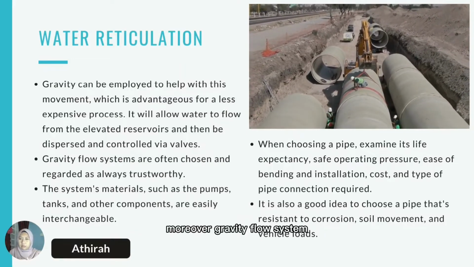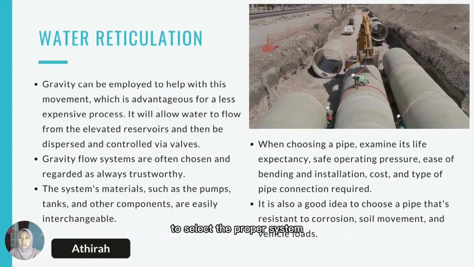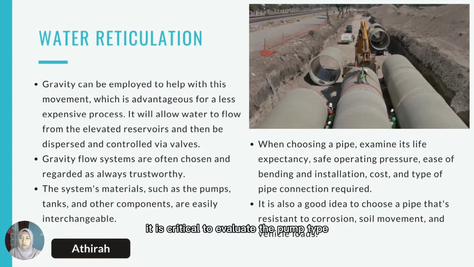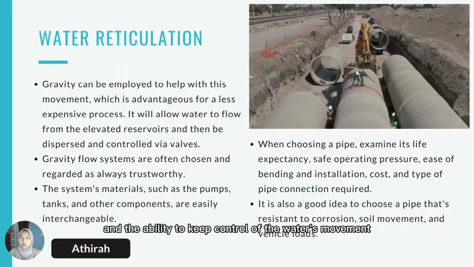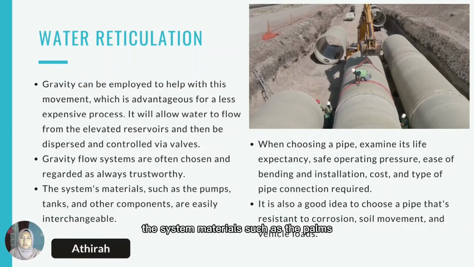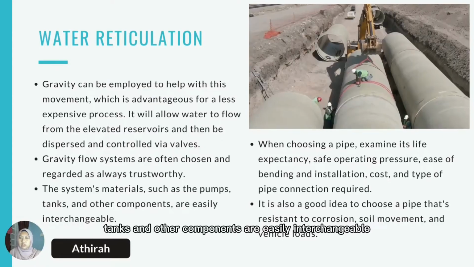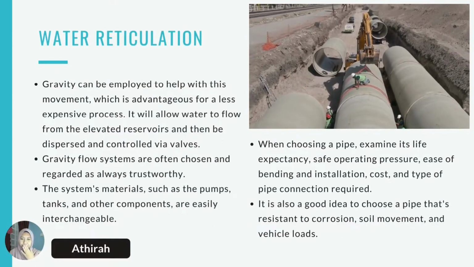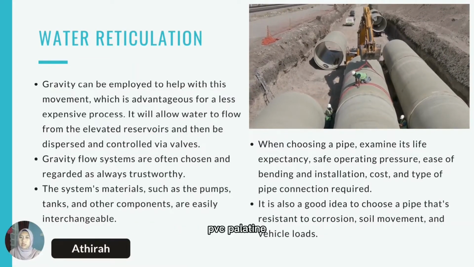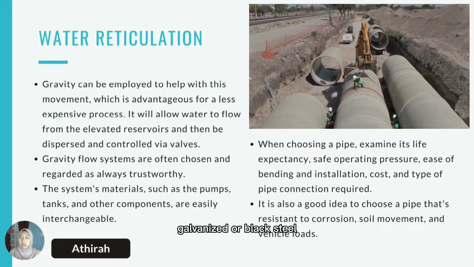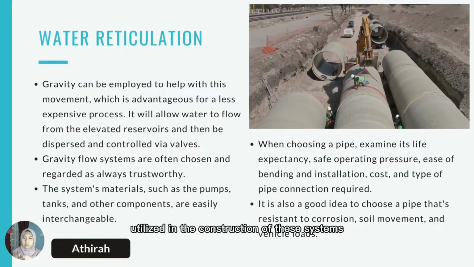Moreover, gravity flow systems are often chosen and regarded as always trustworthy. To select the proper system, it is critical to evaluate the pump type as well as its capacity and the ability to keep control of the water's movement. The system materials such as the pumps, tanks, and other components are easily interchangeable. Buried pipelines are used for a longer period. PVC, polyethylene, galvanized, or black steel and copper are common materials utilized in the construction of these systems.